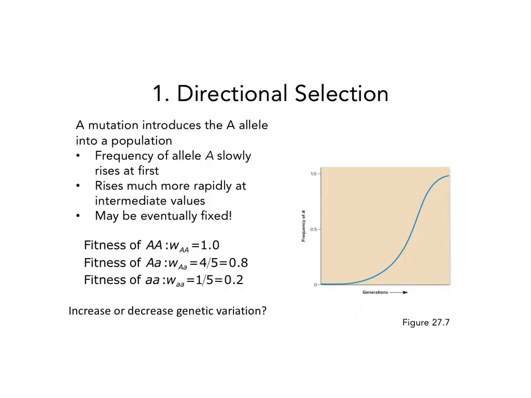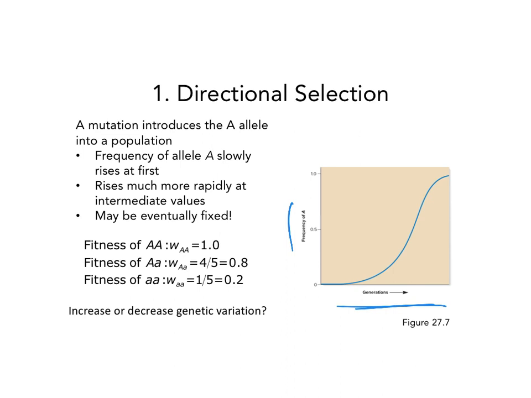Now let's talk about some different forms of natural selection. The first is directional selection. That's probably one of the most intuitively easy to understand. In this situation, we have a population that was originally monomorphic for the little a allele. And in this graph, we're going to look at the increase in the frequency of the big A allele over time.